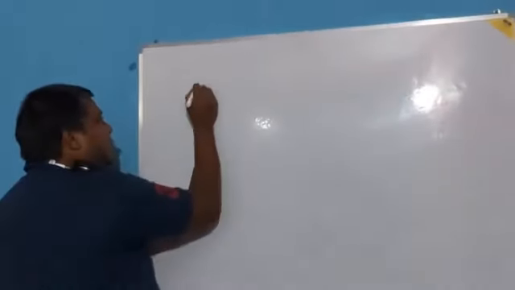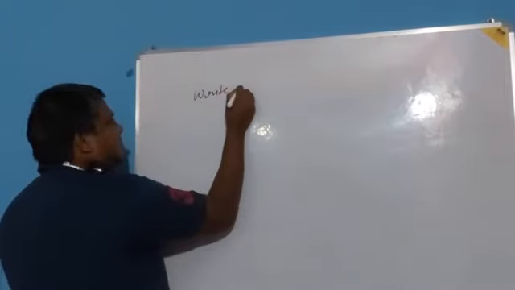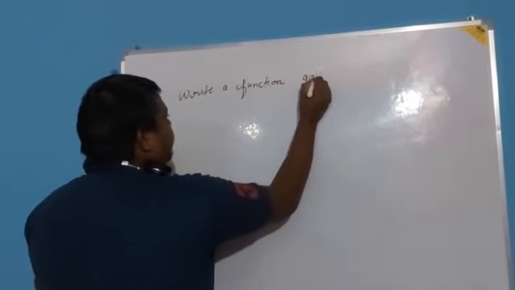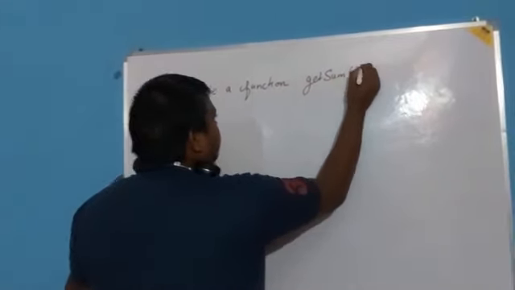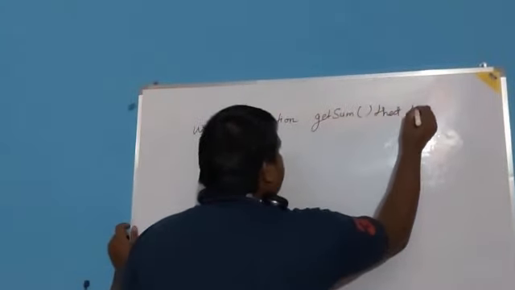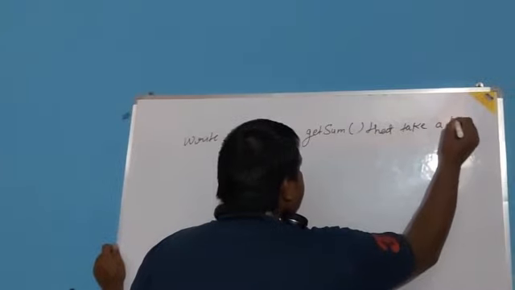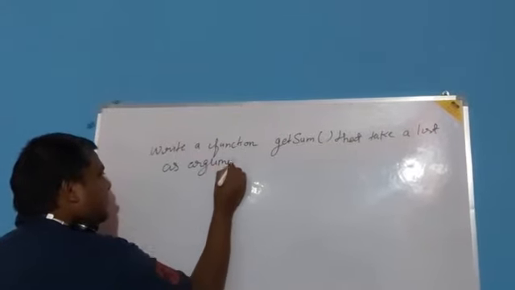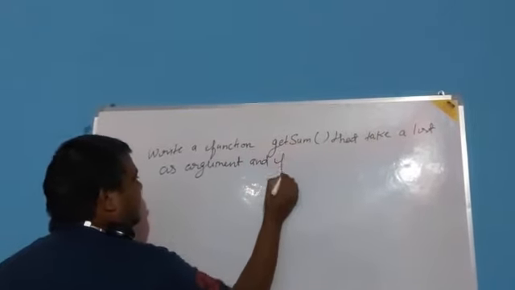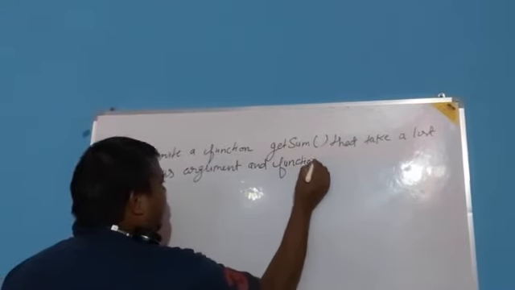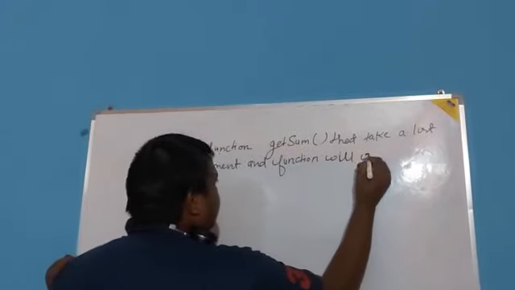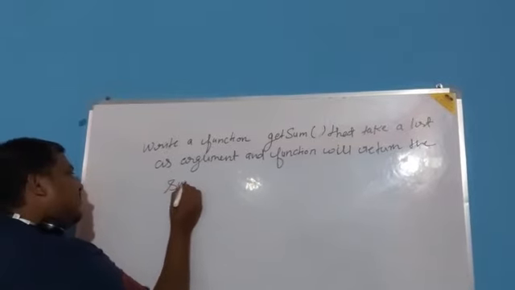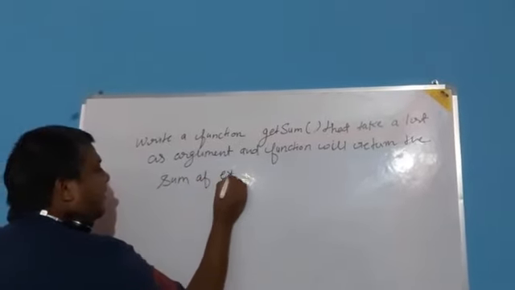So it is given: write a function get sum that takes a list as argument and the function will return the sum of even index numbers.